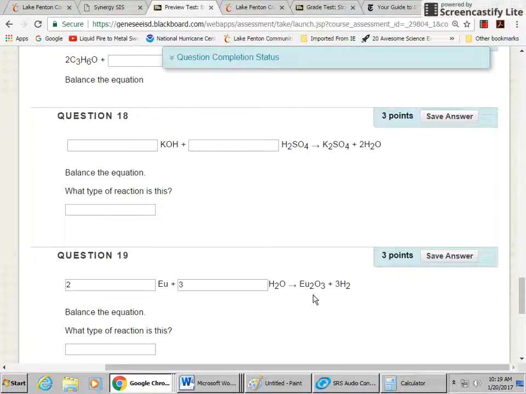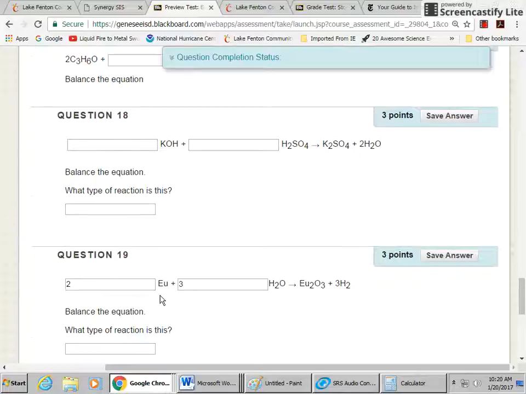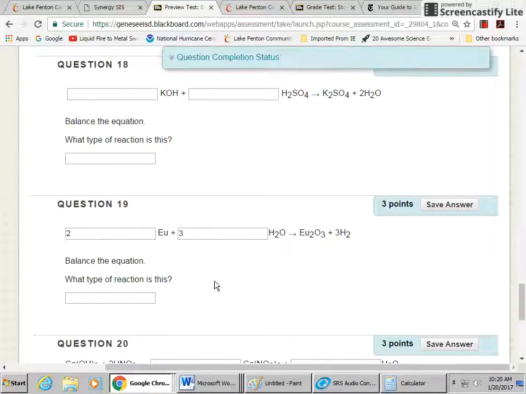So, ladies and gentlemen, if you do that, we should have 6 H's. And by proxy, 3 times 2 is 6. 3 times 1 is 3. Those are balanced. We have 2 EUs and 2 EUs. What type of reaction is this? Ladies and gentlemen, I see a single element.